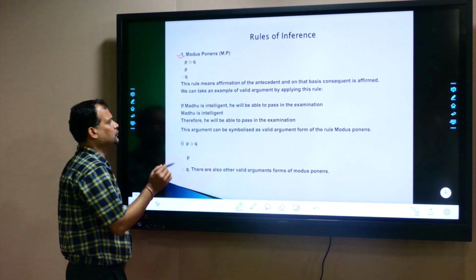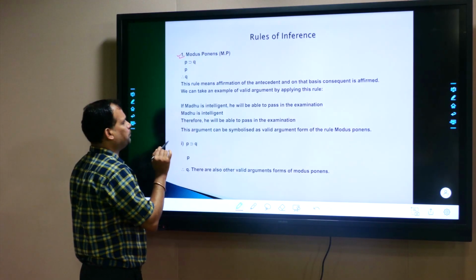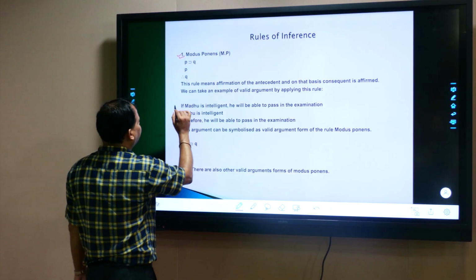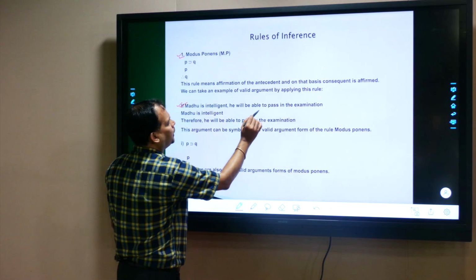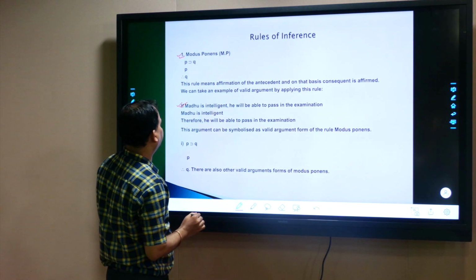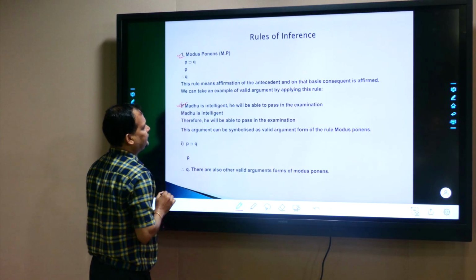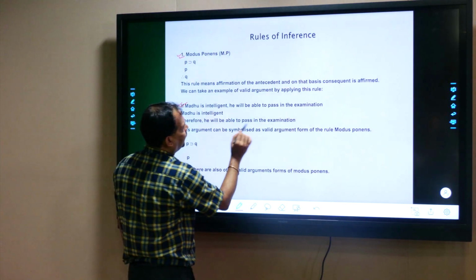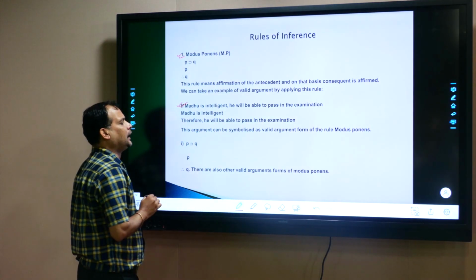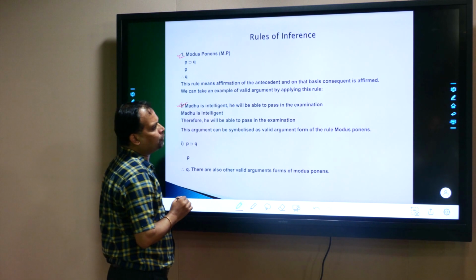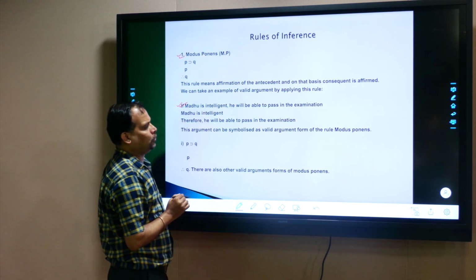Now, dear learners, you see, we can take an example. If Madhu is intelligent, he will be able to pass in the examination, and Madhu is intelligent, therefore he will be able to pass in the examination. And this argument can be symbolized as a valid argument form of the rule of Modus Ponens.